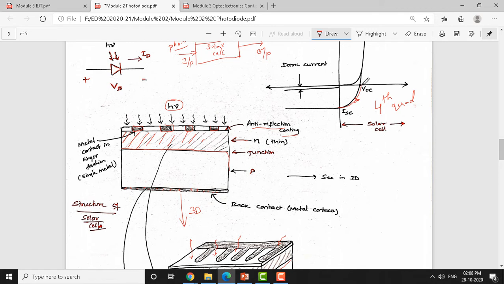To find this VOC, we open circuit here. Open circuit means the current will not flow, therefore I will be equal to 0. To find this extreme limit ISC, you must short circuit the voltage source across this photodiode. Short circuit means you just short it like this. Open circuit means you do not connect anything; the connection between this anode and cathode should be kept open. In that way you can find VOC and ISC.